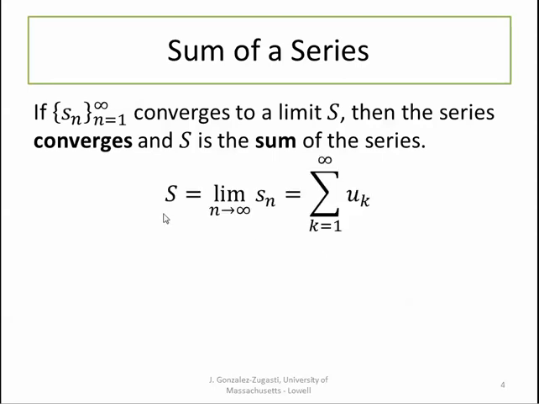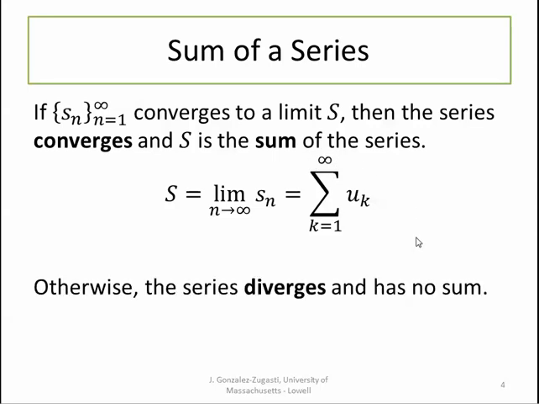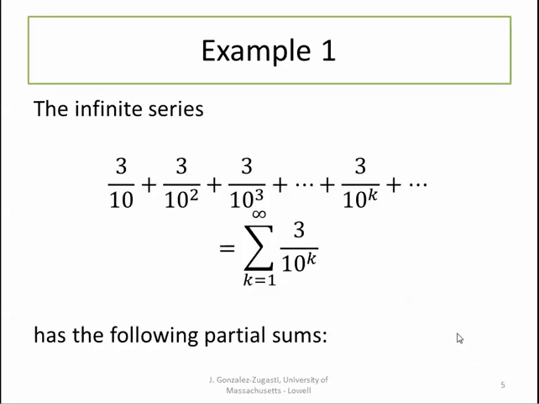So we would write either s equals the limit as n goes to infinity of our s sub n's, or we could also write it as a sum as k goes from 1 to infinity of our u sub k's. If the series doesn't converge, then we say it diverges and has no sum. So let's look at an example.